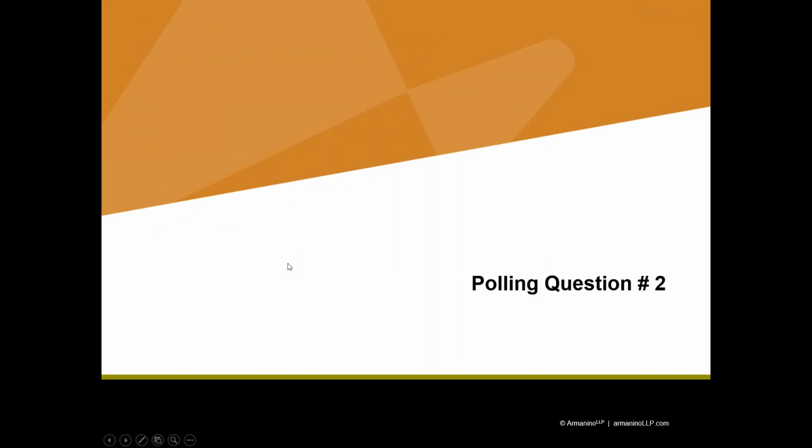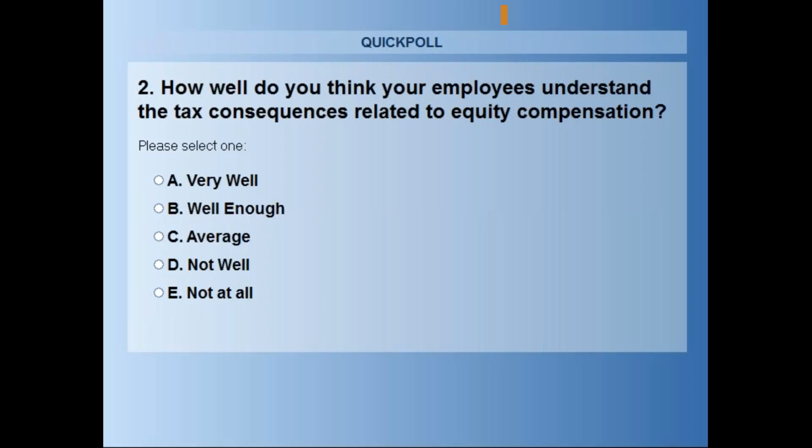Okay. So let's hit the next polling question. Thanks, David. So polling question 2, again, if you're here for CE, you need to answer 3 of the 4. So if you missed the first one, make sure you get on with this one. How well do you think your employees understand the tax consequences related to equity compensation? A, very well. B, well enough. C, average. D, not well. E, not at all. And again, I know we're going through a lot of material.